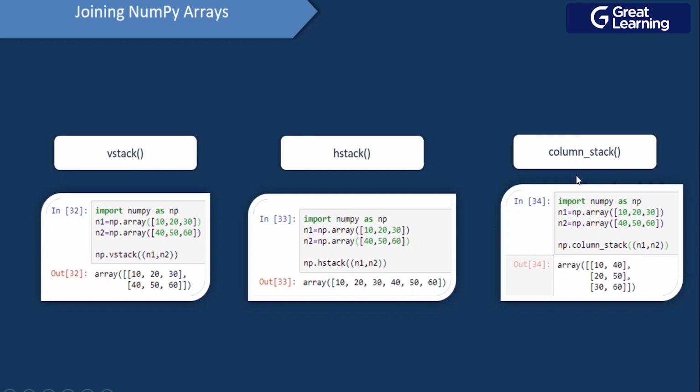Then we have the column stack. If we want to stack these NumPy arrays into separate columns, so we have n1 and n2, and when I'm using column stack over here, as you guys see, n1 goes into the first column, n2 goes into the second column. And this is how we can work with these stacking methods.